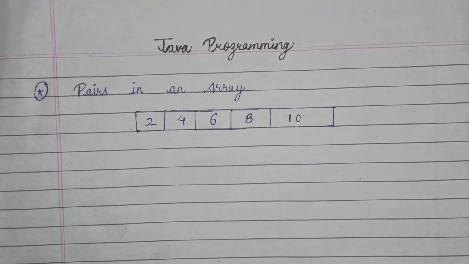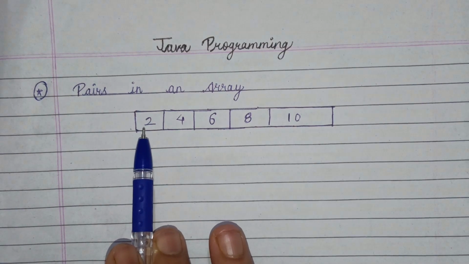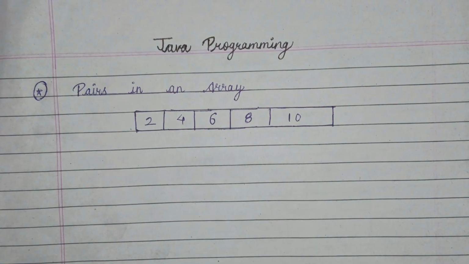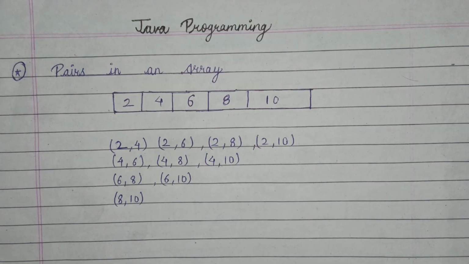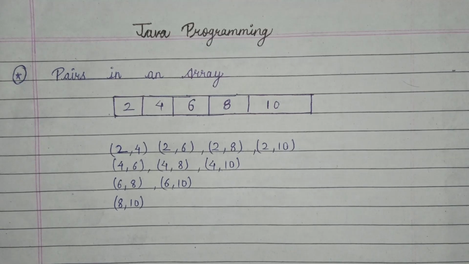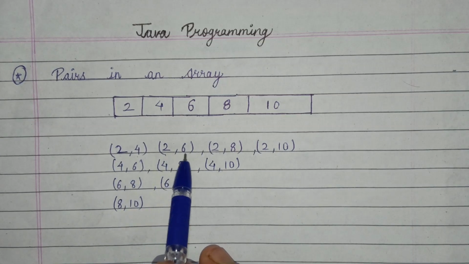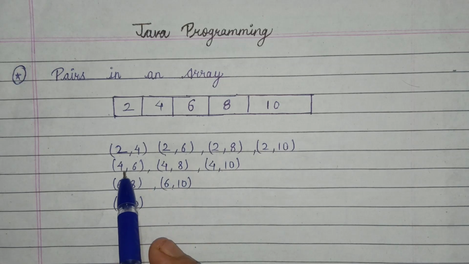In today's video we are going to see how to find pairs in an array. Okay, so let's start. A pair means an array consists of two elements. So for example, I have taken this array. Now I have written all possible combinations in pairs. So this is the pair of 2 4, 2 6, 2 8, 2 10 and so on.